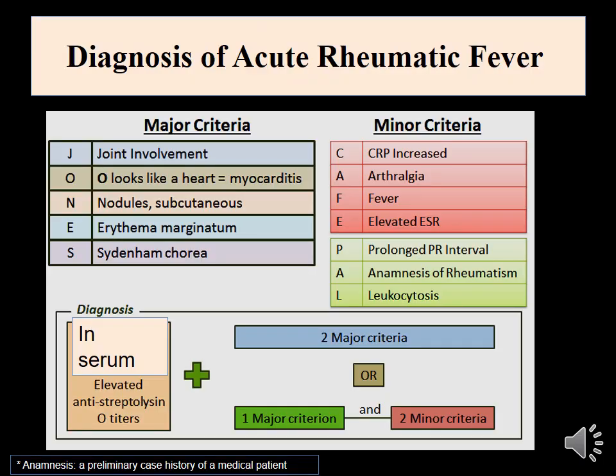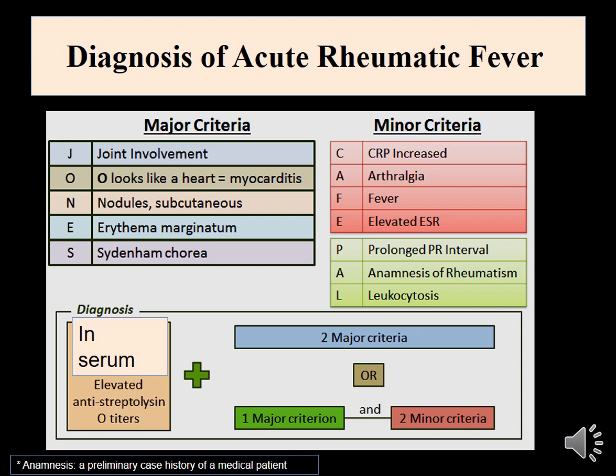The diagnosis of acute rheumatic fever depends on the presence of, as I said before, high titers of anti-streptolysin O or anti-DNase in the serum of the patient, plus certain criteria. Now, these criteria are divided into major criteria and minor criteria. The major criteria are the same as the word Jones. That's why we already discussed the Jones criteria.